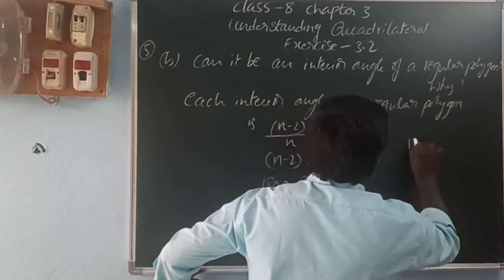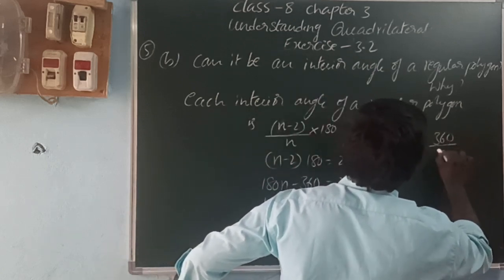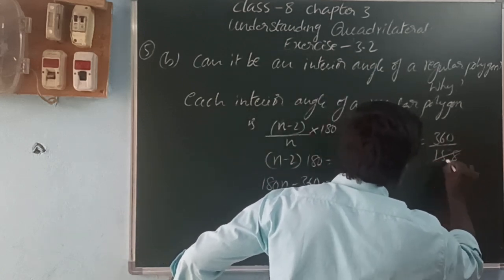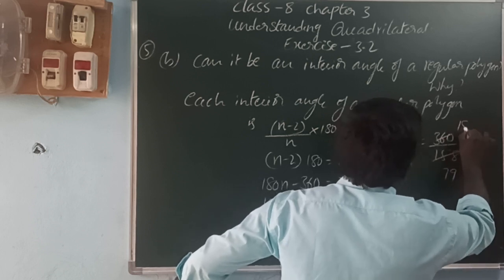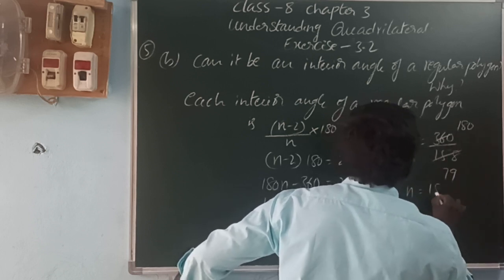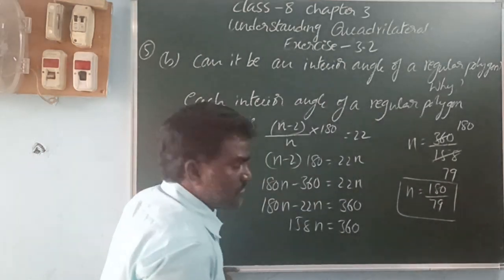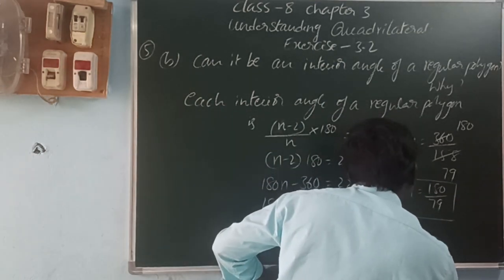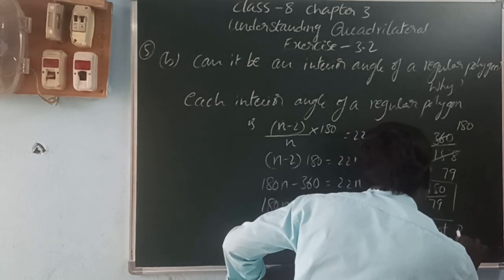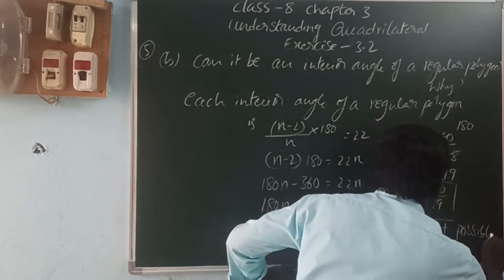So n is equal to 360 by 158. 2 sevens are 14, 2 nineties are 180, 2 by 180. So n is 180 by 79. So here n is in fraction form. So it is not possible.